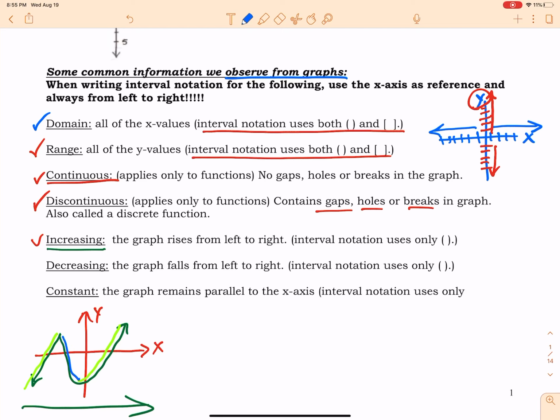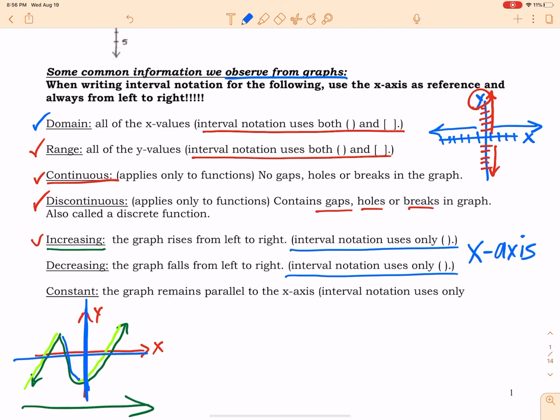So physically, are you seeing movement both left, right, and up, down? Because we're moving in a diagonal. Sometimes that's going to happen. But what you have to be careful with is when you talk about how far it's moving, how much it's increasing and decreasing, we use interval notation and we only use the x-axis as reference. So we're not using the y-axis, we're using the x-axis.